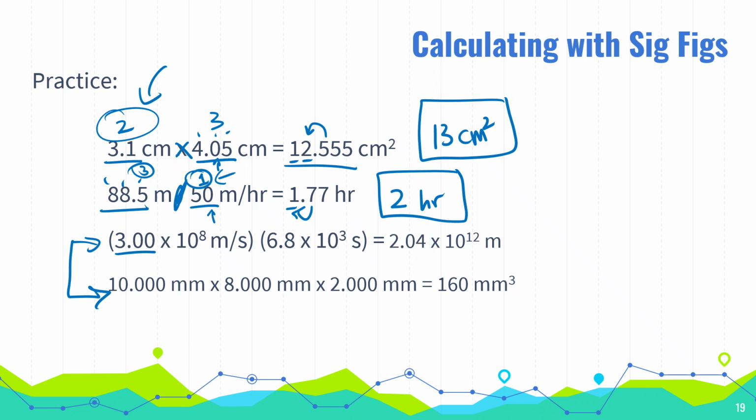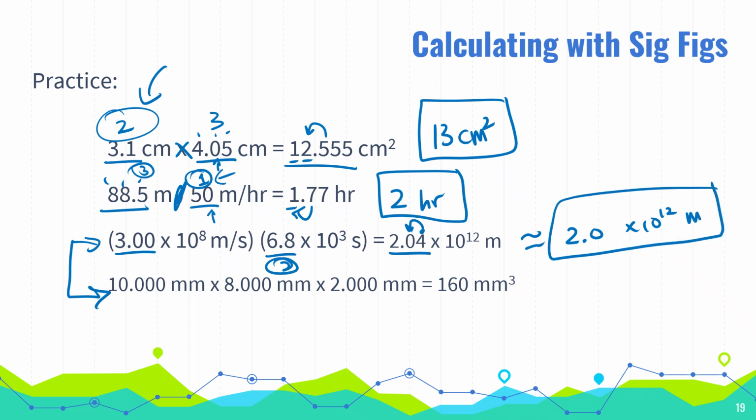Quick answer check, 3 sig figs, 2 sig figs. We're going to keep 2 sig figs in our final answer. That 4 is not going to bump that 0 up, so our final answer is going to be 2.0. Don't lose your scientific notation or your unit label. Make sure that those are there.